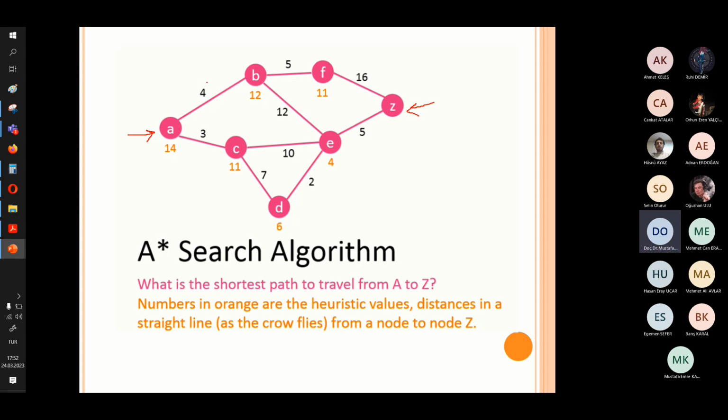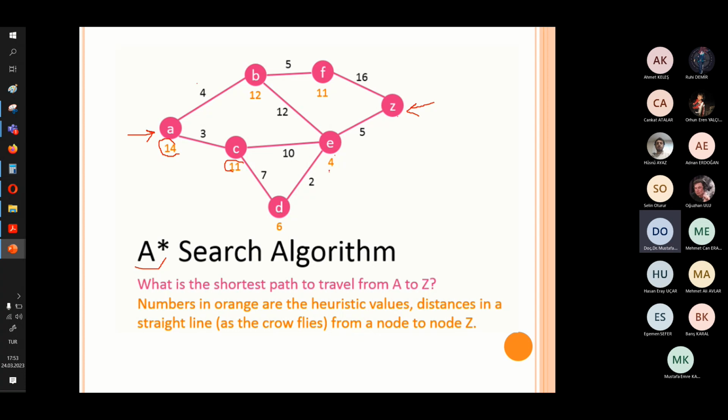So what we need in order to solve with the A star search algorithm is some intuition, some heuristic information. These values given on the nodes are the prior knowledge or our estimation of the distance to Z. From C to Z is 11, for example. Let's see E and Z. We are in E and the estimated distance to Z is 4.